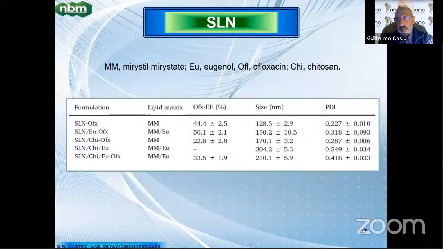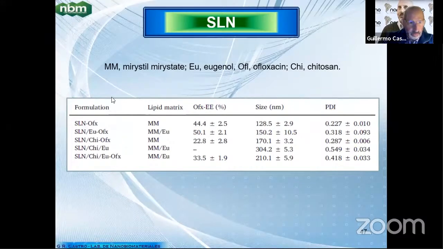Chitosan is the only natural cationic polymer available in nature right now. So this is an advantage because it's mucoadhesive. But not only is it mucoadhesive, it also interferes with the membranes of bacteria. So in these cases we have mucoadhesion, interference with the transport of components in bacteria, and in the presence of eugenol and ofloxacin we have a combo with which we can reduce the concentration of the antibiotic, which is an advantage.